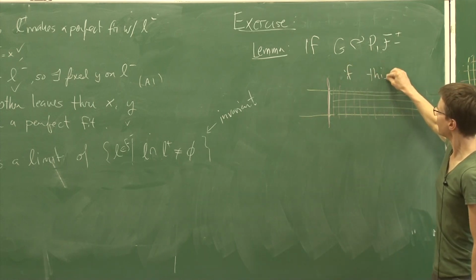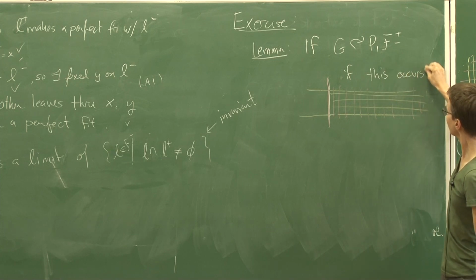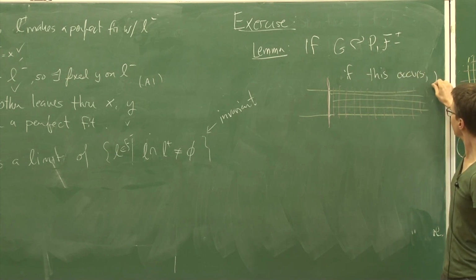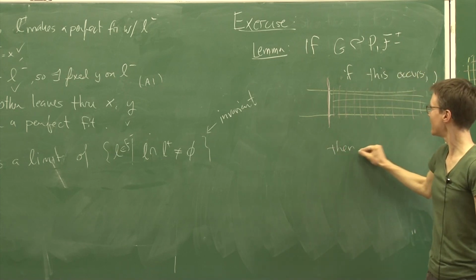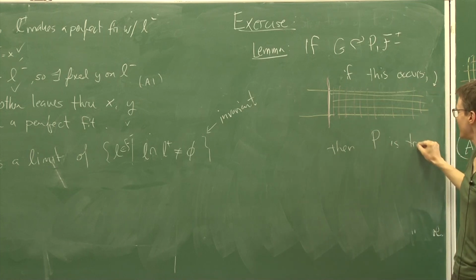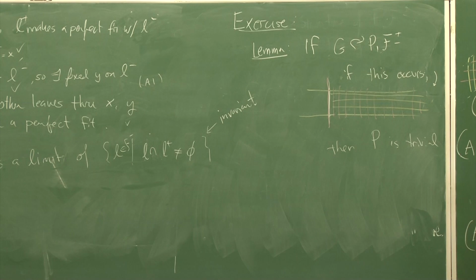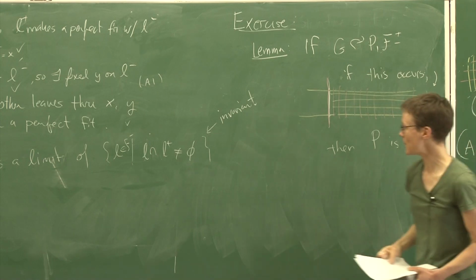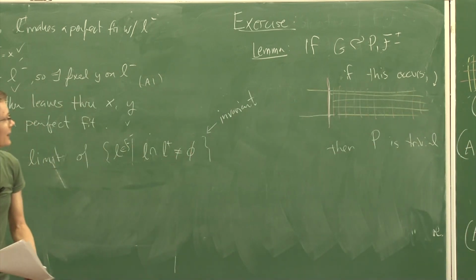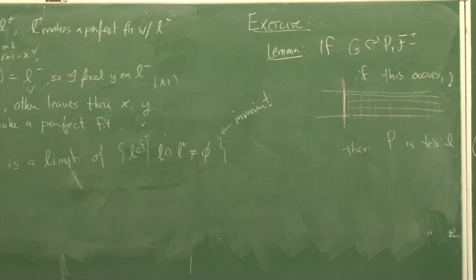If this occurs, then P is trivial. And of course, G is then an affine group by exercise number 1. Okay. So I don't have time to prove this one. You need to use this lemma at some point.